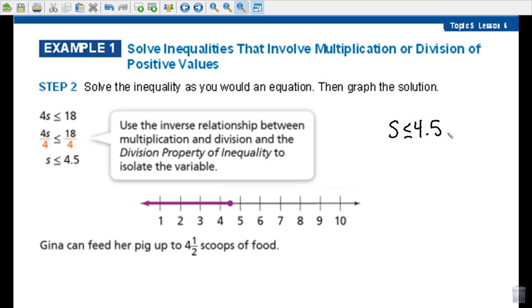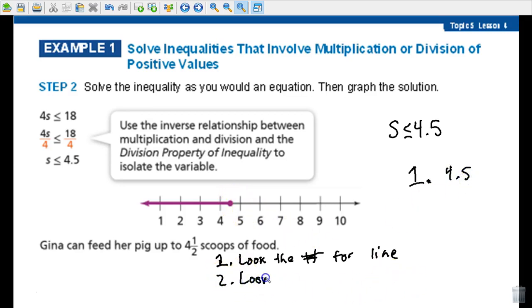In the last lesson, we were doing inequalities and writing number lines down for them. So step one, look at the number for the number line. We have 4.5. That's where we go to on the number line. Step 2, look at the sign to tell you open or closed dot.